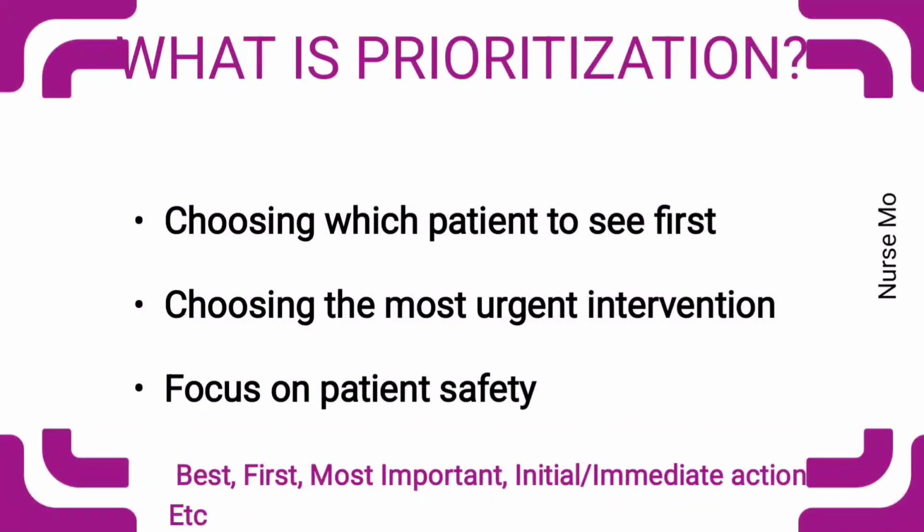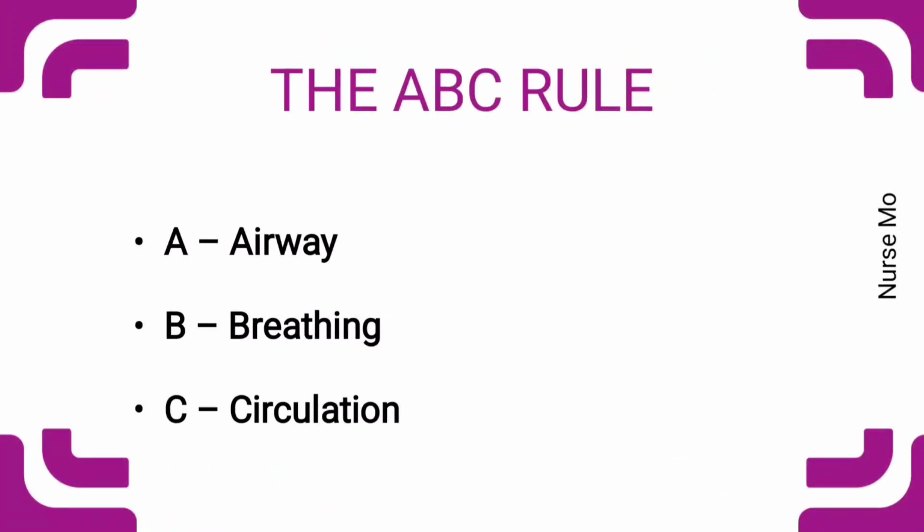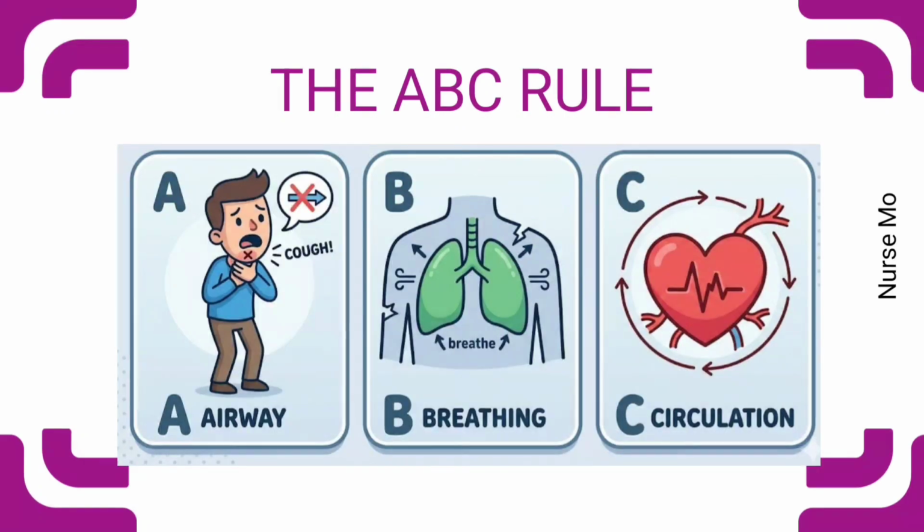And on the NCLEX, these questions test whether you can recognize the most urgent need. You can recognize prioritization questions when you see words like best, first, most important, initial action or immediate response, etc. So some of these strategies include the ABC rule. The ABC rule, as we all know, simply means airway, breathing, and circulation.